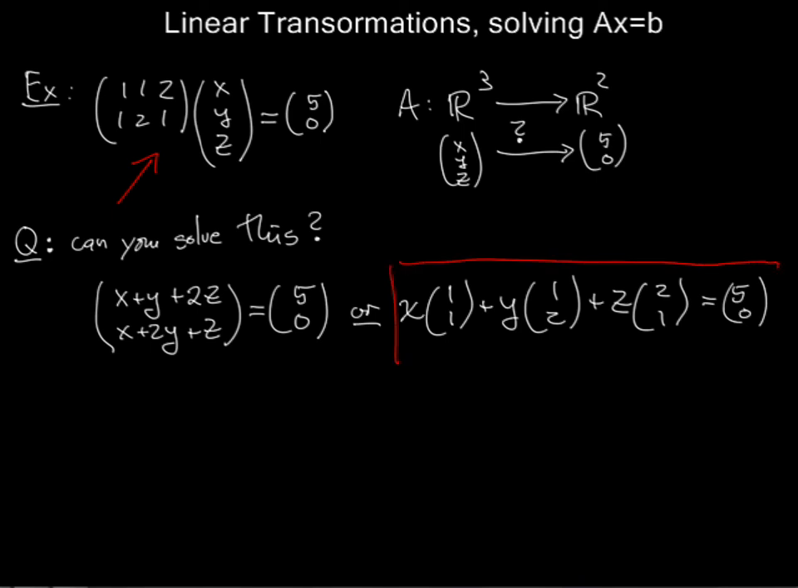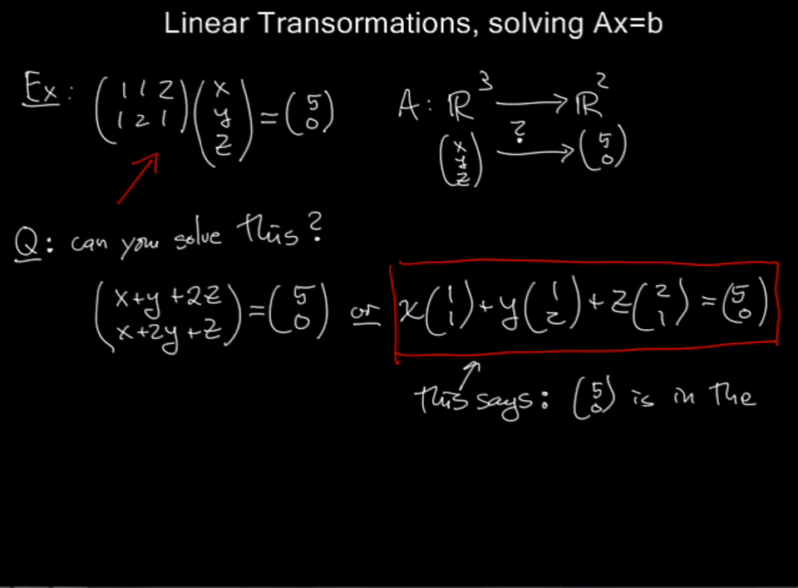And look what we have here. These vectors on the left-hand side are exactly the columns of the original matrix. And this equation is saying that we have a linear combination of the columns of the matrix, and that linear combination is equal to 5, 0. That exactly says that the vector 5, 0 is in the column space of A.